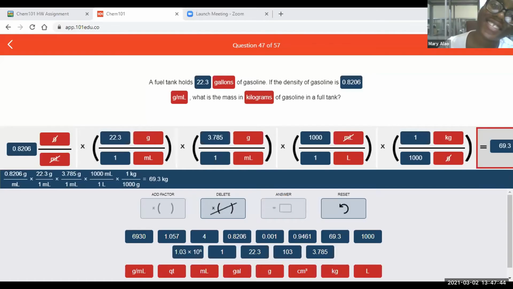I tried this one so many times, I just couldn't get it. Okay, so let's figure out what you're starting off with. What are you given there? I'm given 22.3 gallons.